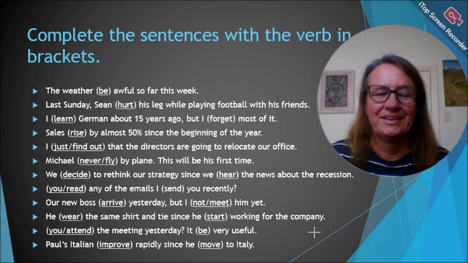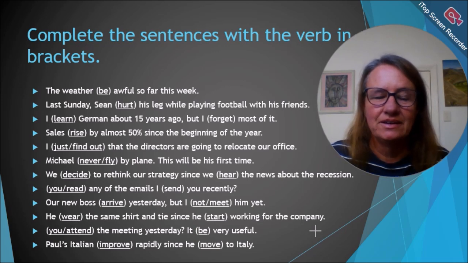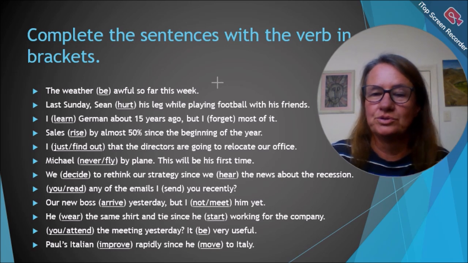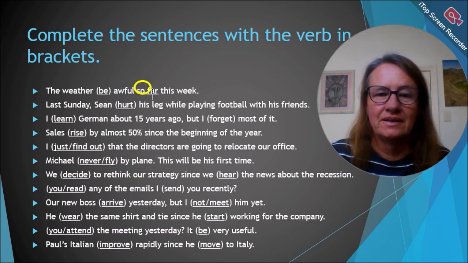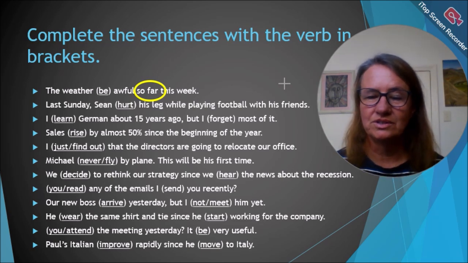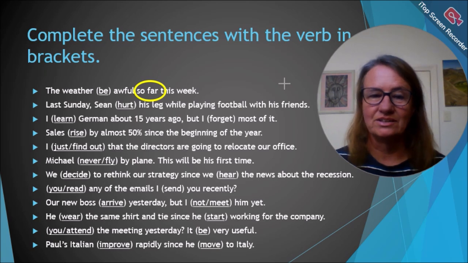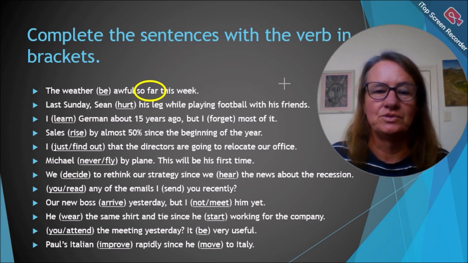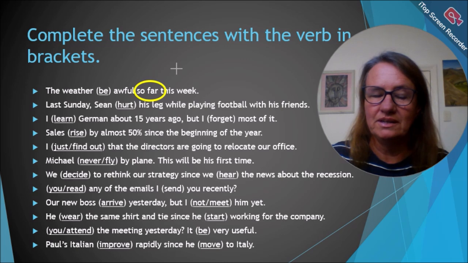Okay. Let's start with the first one. The weather, we have the verb to be. Awful so far this week. So the first thing we're looking for is the signal word. So far. So far is going to tell us present perfect because it's from the past until now. So we change the verb to be. So the weather has been awful so far this week.